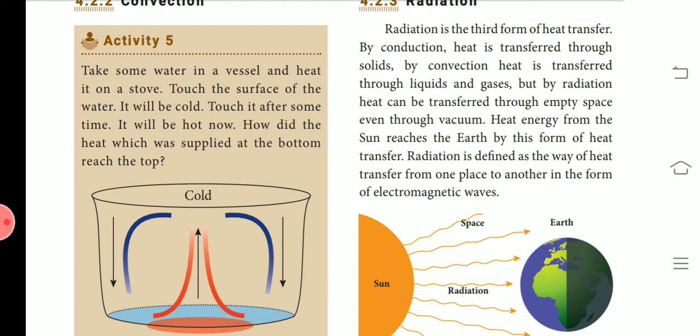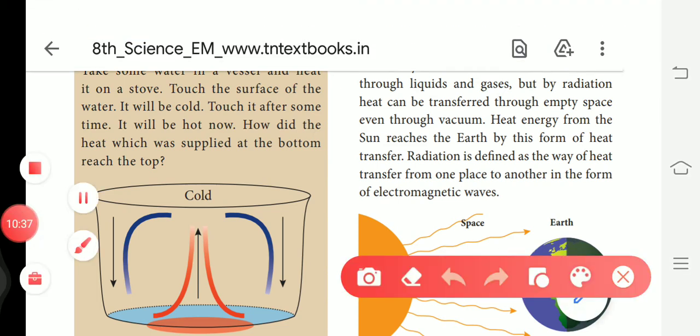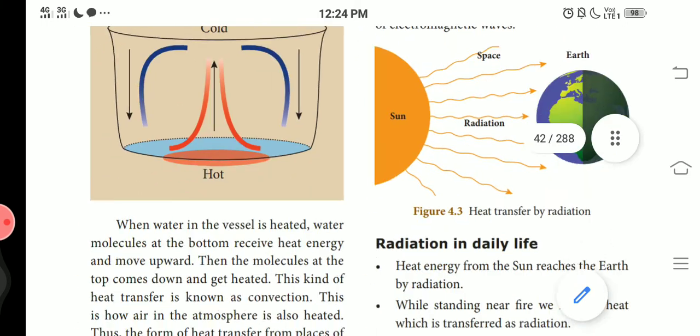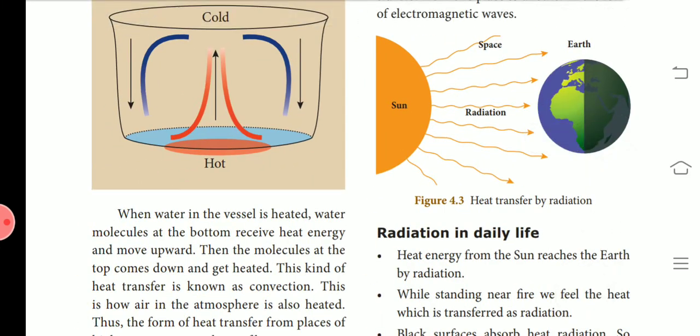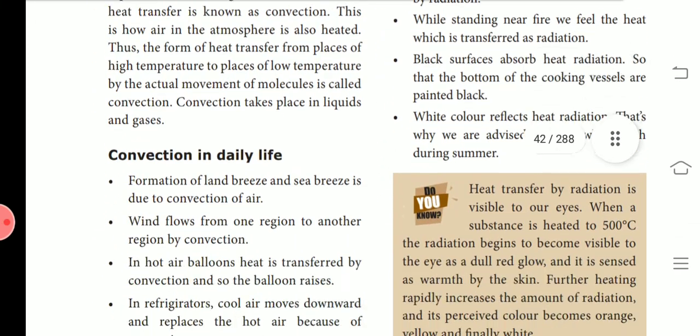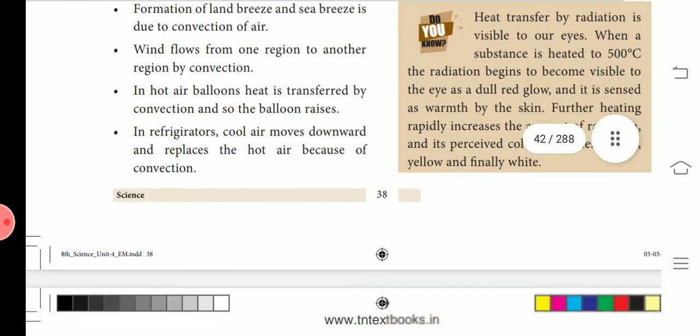So radiation is a way of heat transfer from one place to another in the form of electromagnetic waves. This is an important point. Only in the form of waves is the heat transferred from one place to another place. The best example is the earth receiving radiation from the sun. So heat energy from the sun reaches the earth. These are the best examples for radiation in our day-to-day life.